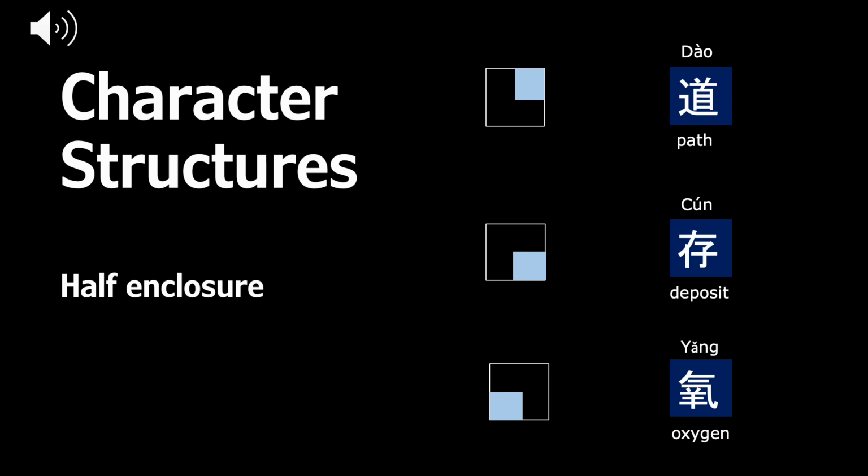Half enclosure. You may be wondering why half enclosure is listed separately. Half enclosure are the 3 different ways that many components or radicals assembled, rather than the enclosure formed we showed previously by straight lines. The examples here are 道 path, 存 deposit, 氧 oxygen.